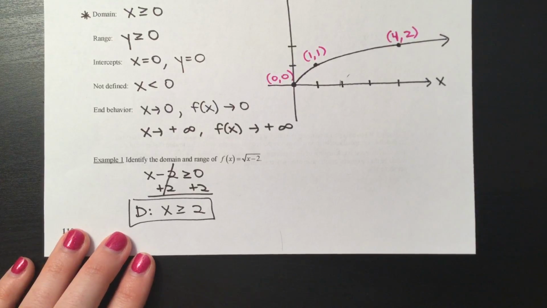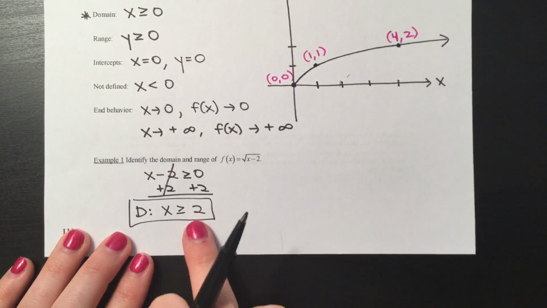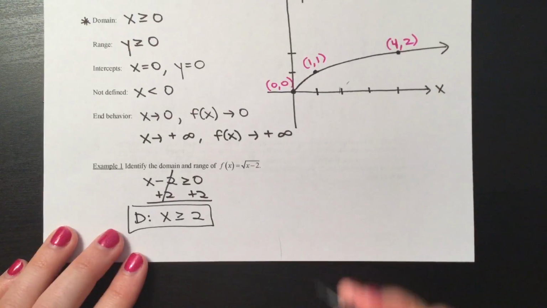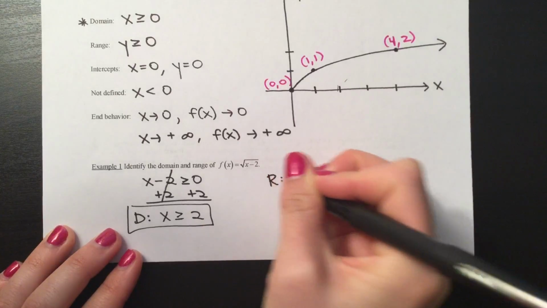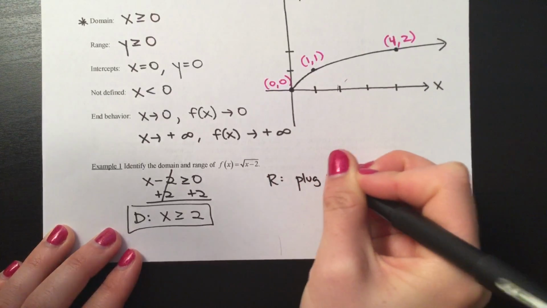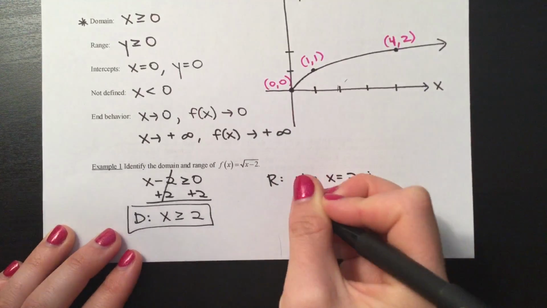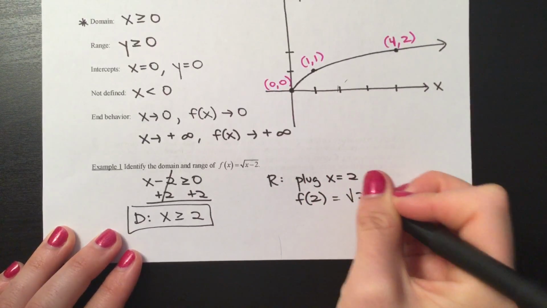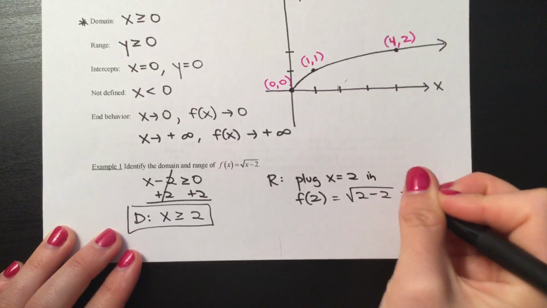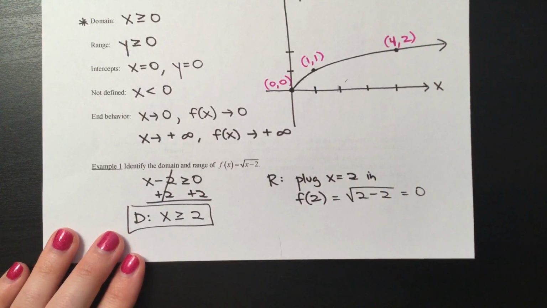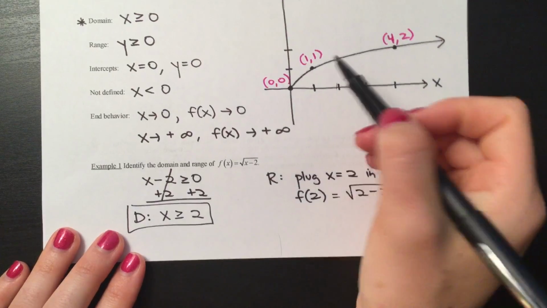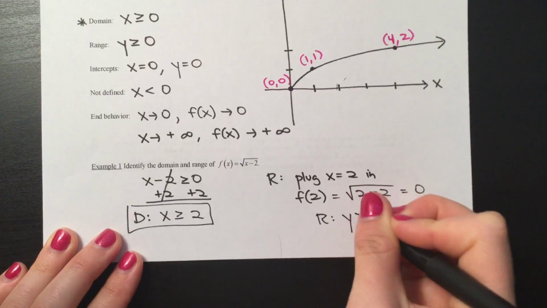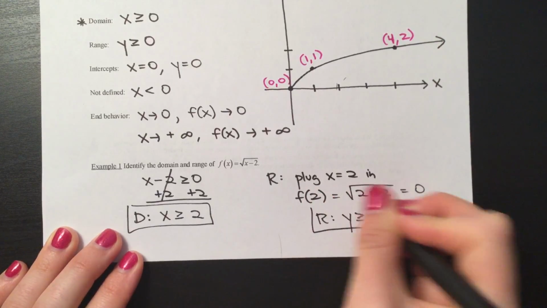So if the graph doesn't start until x equals 2, then x is greater than or equal to 2 should hopefully make sense. And then for the range, what you do is you plug that 2 back in and see what y value the graph will start off on. So for the range, plug the x equals 2 in. So we want the function evaluated at 2. So square root of 2 minus 2, that comes out to be 0. Okay, so our lowest y value is still 0, and then it's going to follow this shape from there. So the range will be any y value that is greater than or equal to 0.